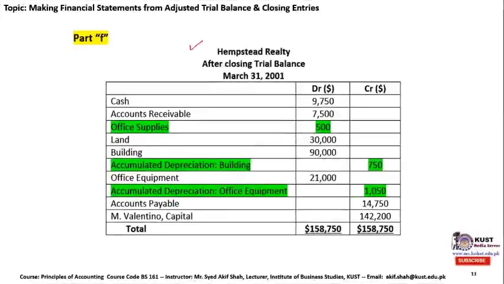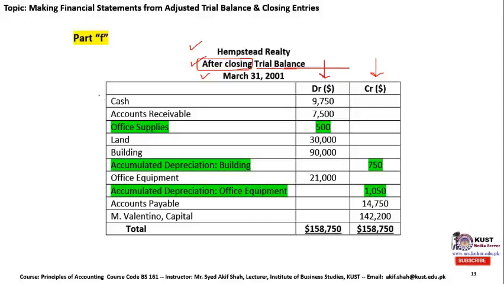We have to follow the company name. After that, we have to write down after closing trial balance because we have already closed down the nominal accounts. So the title for this statement will be after closing trial balance. And we have to mention the specific date. Once again, since this is a trial balance, we will have a debit and credit column for this statement. The rest of the explanation has already been explained to you in my previous lectures.